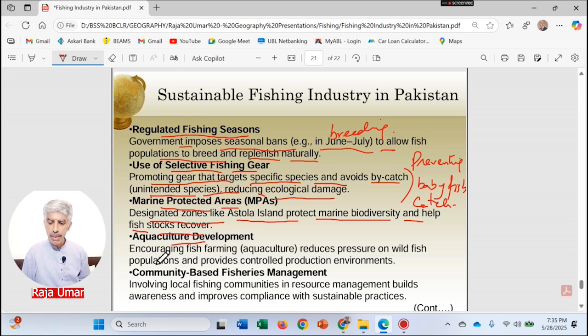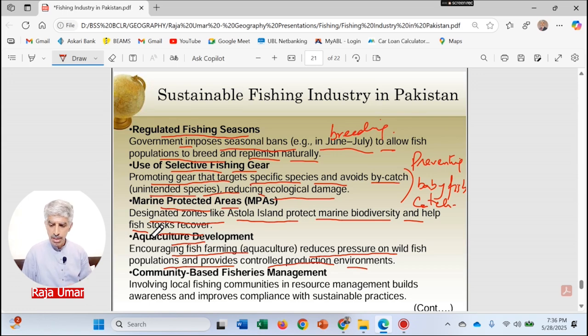So, aquaculture development, the fish farming. Encouraging fish farming and aquaculture reduces pressure on wild fish populations and provides a controlled production environment. If people are switching towards fish farming, it means there would be less pressure on marine fishing, so that there is sufficient population growth of fish in the ocean or sea, as people switch to consuming inland fish or fish from fish farming. That would be less pressure on the marine fish, and they would grow better in the coming seasons.